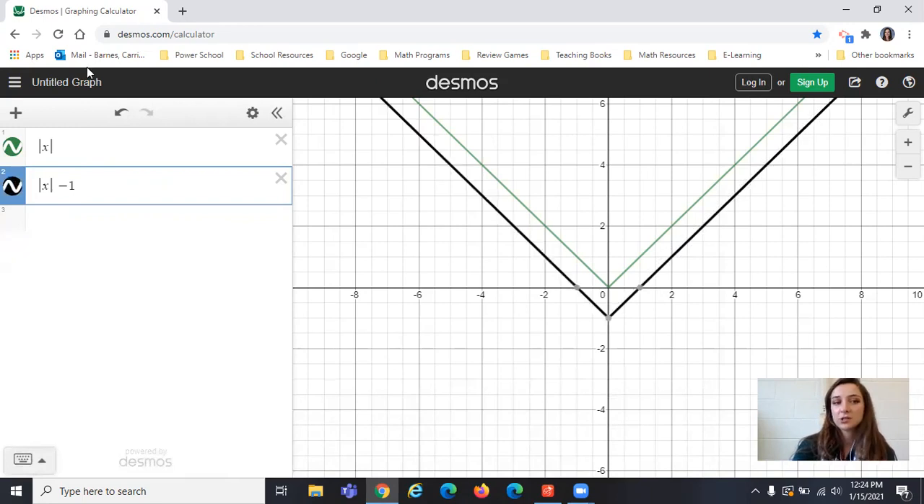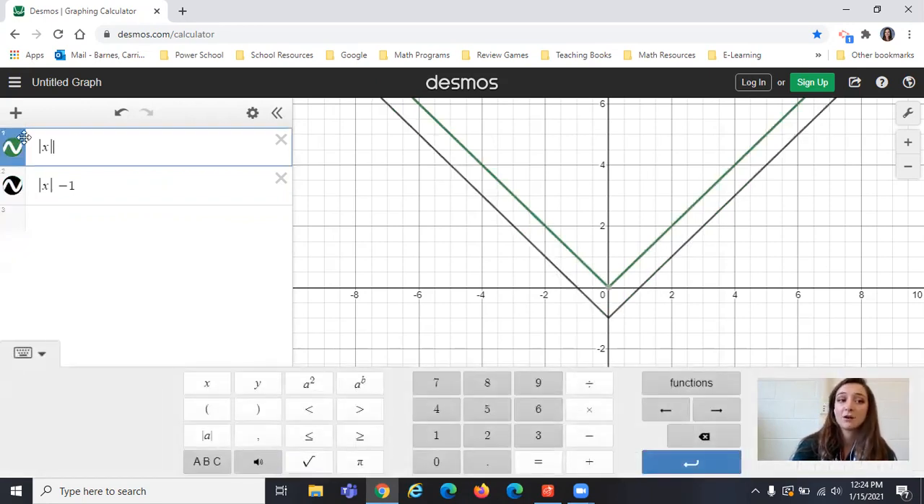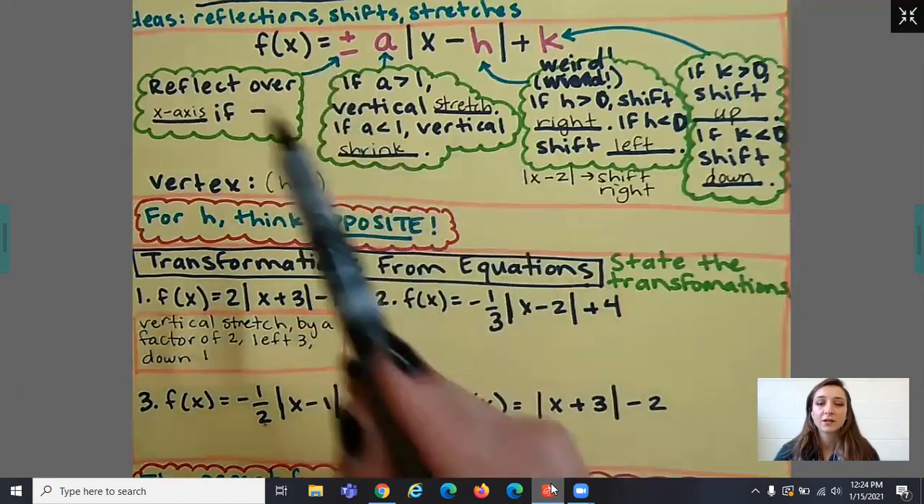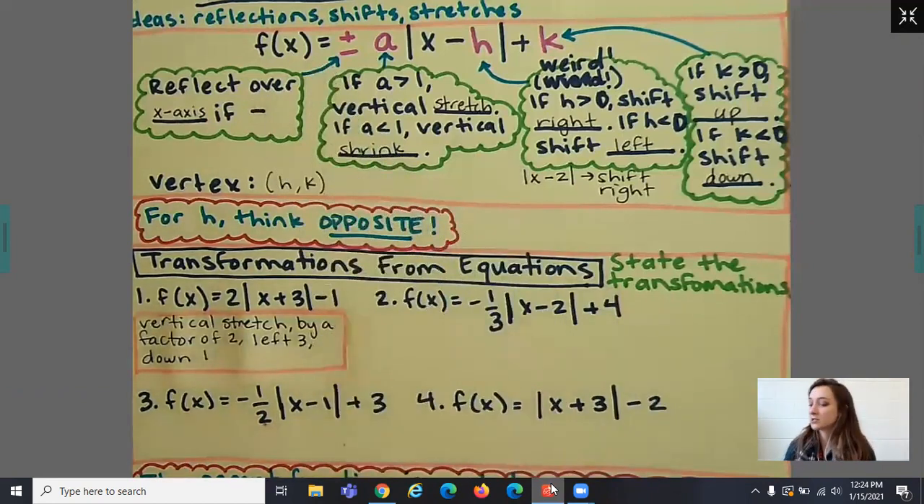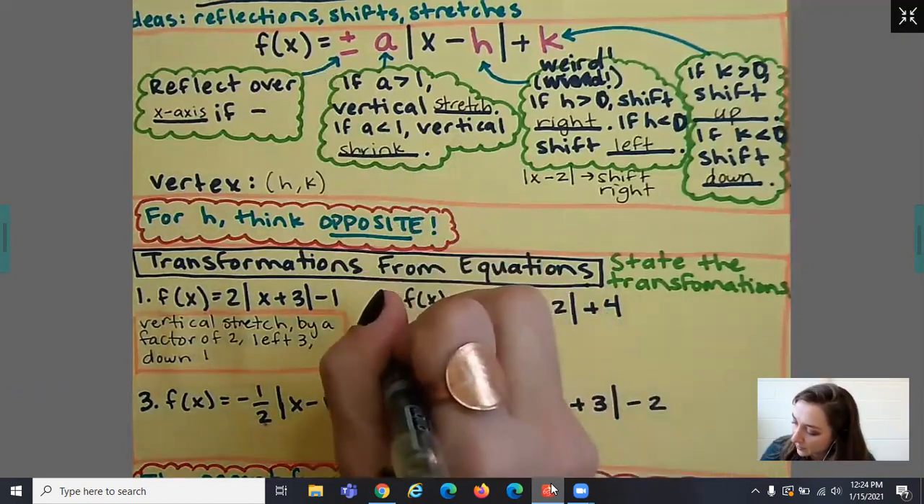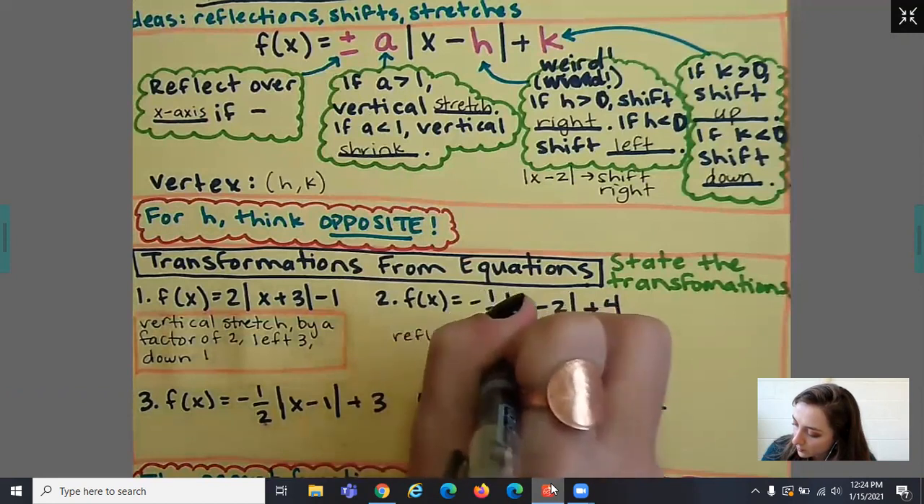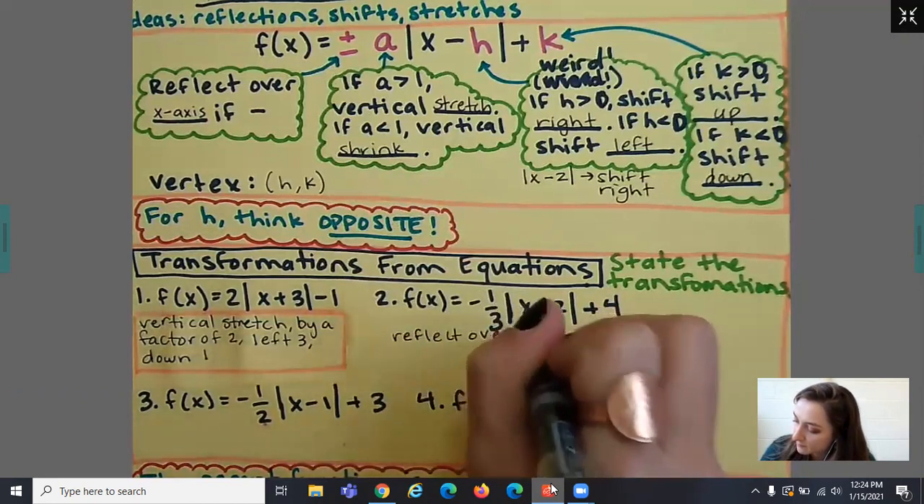So if you need to check your transformations, just type in the parent function, which is the absolute value of x, and see what each of those is going to do one at a time. Okay, so let's go back to our notes, and we'll move on to problem number 2. So this one, I'm first going to look, is there a negative out in the front? Here there is a negative out in the front. So the first thing is reflect over the x-axis.